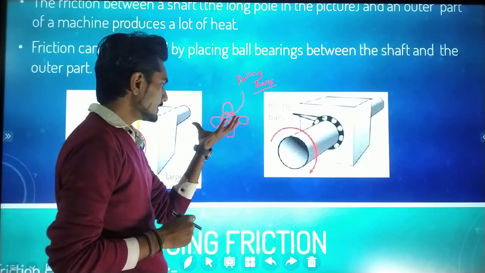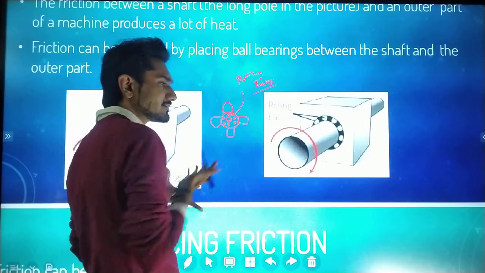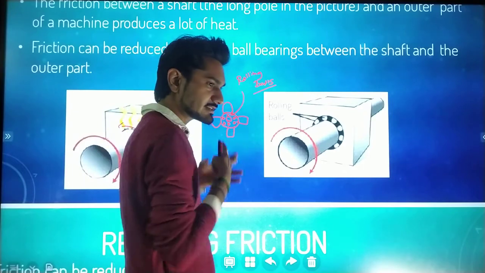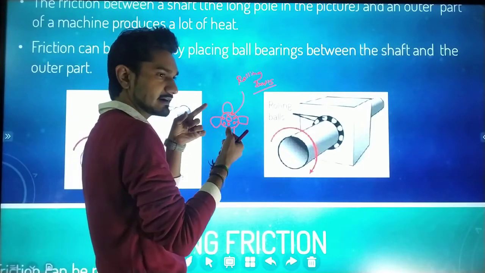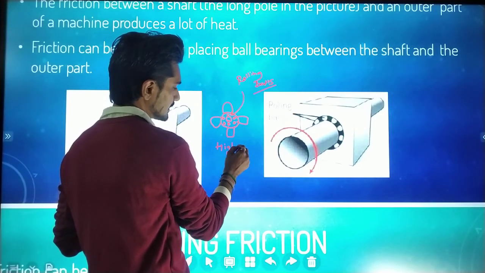So these are the rolling balls that they have already put in, to what? To lessen the friction. Okay, to reduce the friction. If the amount of friction is reduced, then the fidget spinner rotates at a higher speed. So that's why they have put it.